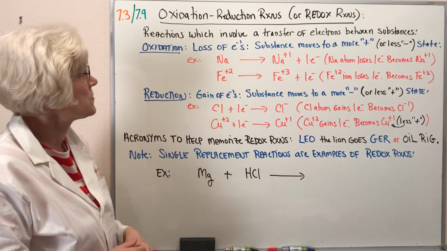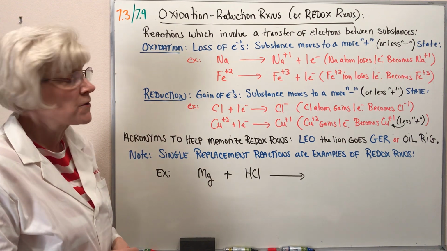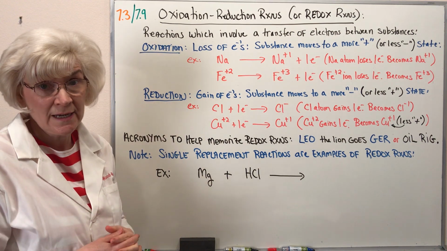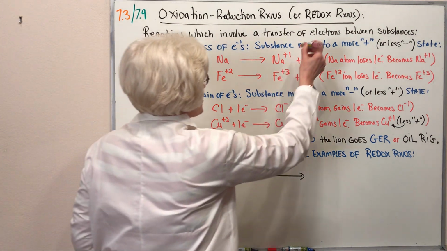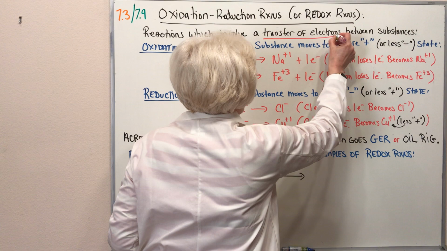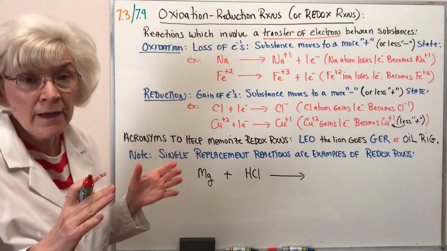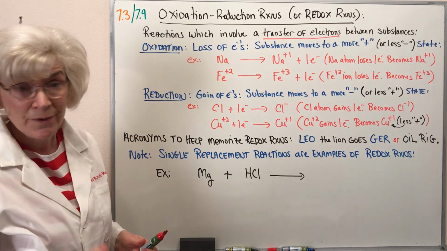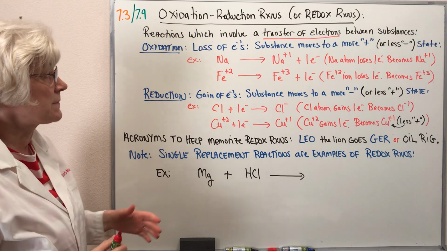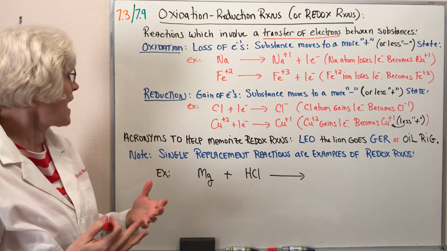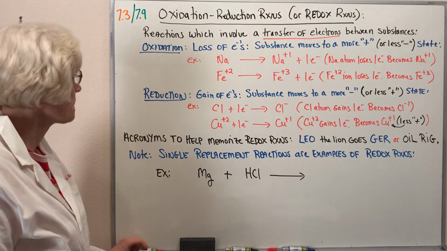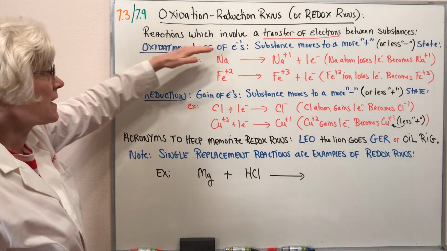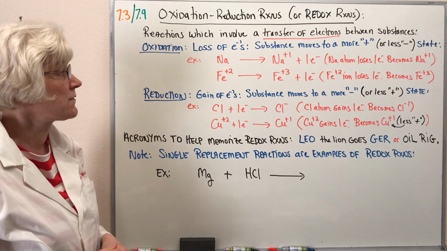These are reactions which involve a transfer of electrons between substances. So we're looking at electron transfer occurring whenever we are examining redox reactions or redox chemistry. So we need to unpack what is an oxidation, what is a reduction. An oxidation is a loss of electrons.